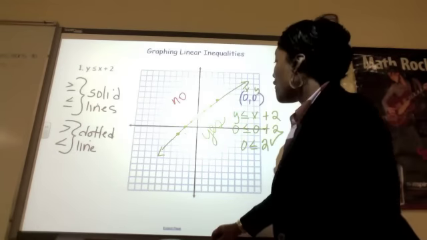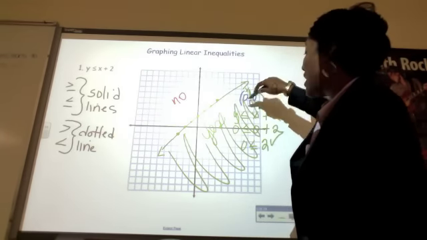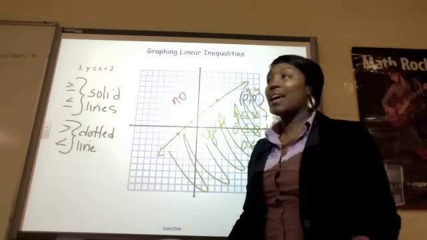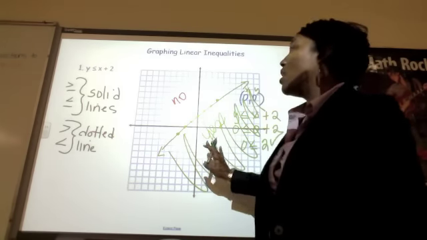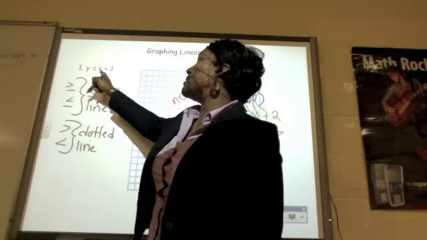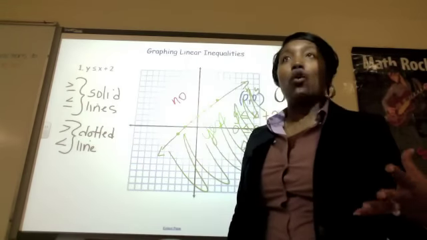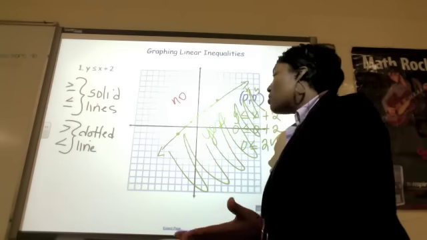So therefore, I'm going to shade this side. Why am I shading this side? Because all of the points on this side of the line will make my statement true. If I choose any one of them and substitute it into my original inequality, it will be true. Okay, so let's do another one.